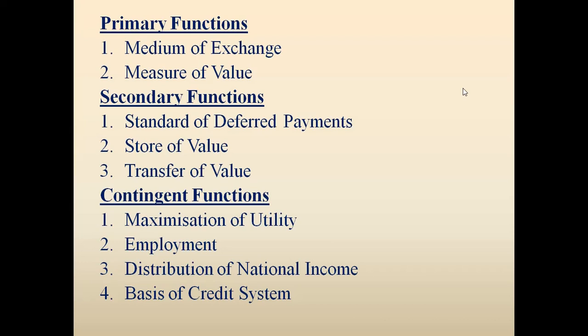Now, the third function, distribution of national income. We have already discussed national income, so I don't want to go into detail about it. This distribution of national income is also one of the contingent functions of money. Now, this national income can be distributed. How? The government collects tax from us, and the government will spend the same money in our economy for the construction of roads. Basically, you can say for building up the infrastructure of the country.